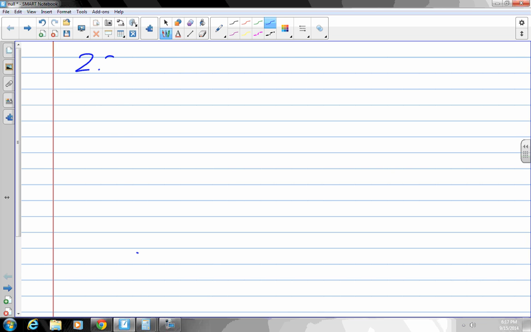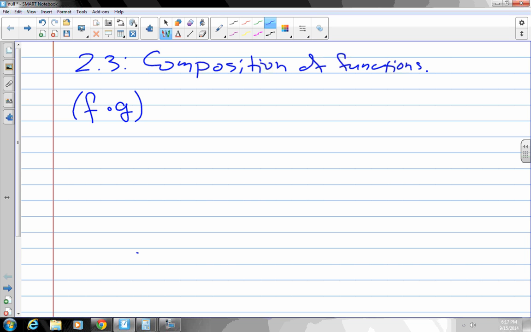Section 2.3 introduces that other operation on functions. We learned 4 operations last time. We have a 5th one that only belongs to functions, and it's called composition of functions. So that's a whole new symbol. We don't have composition of numbers, so we had to invent a new notation. So here it is. It's a little circle like that. And that stands for composition of functions.